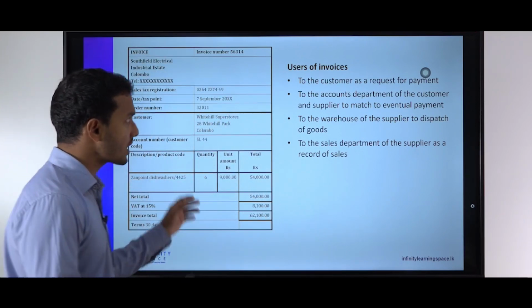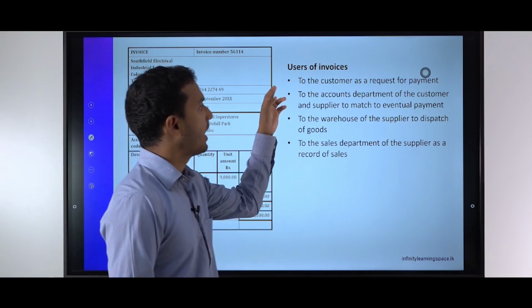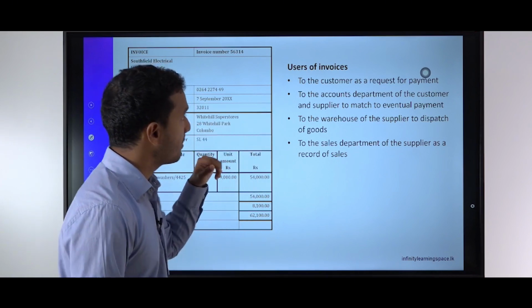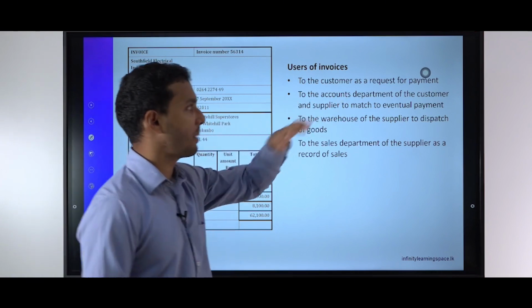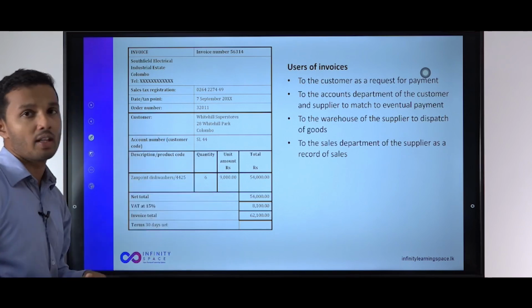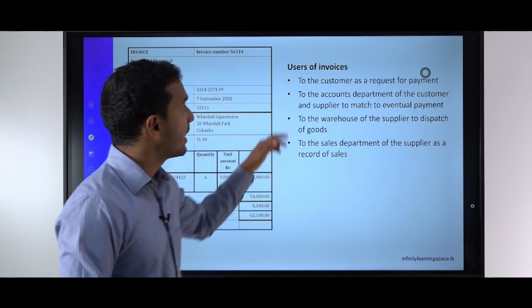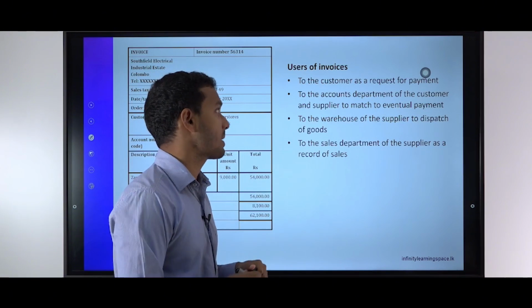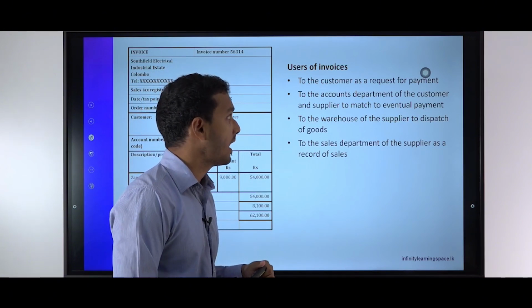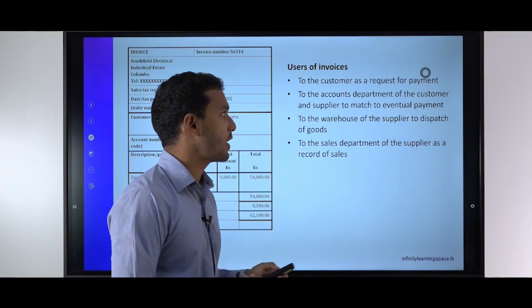And who will use the invoice? The invoice will be sent to the customer as a request for payment. So the supplier will send the invoice to the customer as a formal request for payment to the accounts department of the customer, and the supplier uses it to match to eventual payment.